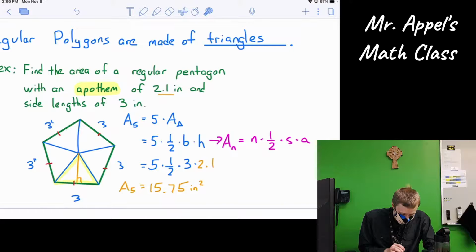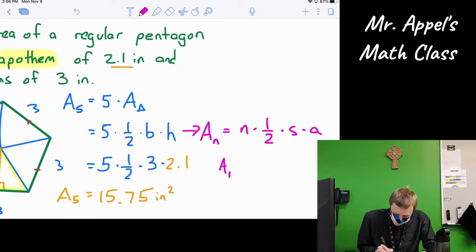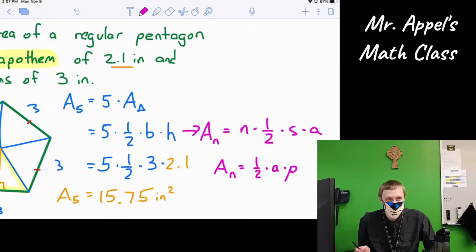But we can go one step further because check this out. In my pentagon, I have 5 sides, all of length 3. 1, 2, 3, 4, 5. So if I take 5 times the side length, I've gone all the way around, haven't I? We've got a name for that too. That's called the perimeter. So I could rewrite this, the area, it's a terrible A, of any n-sided regular polygon is 1/2 the apothem times the perimeter.